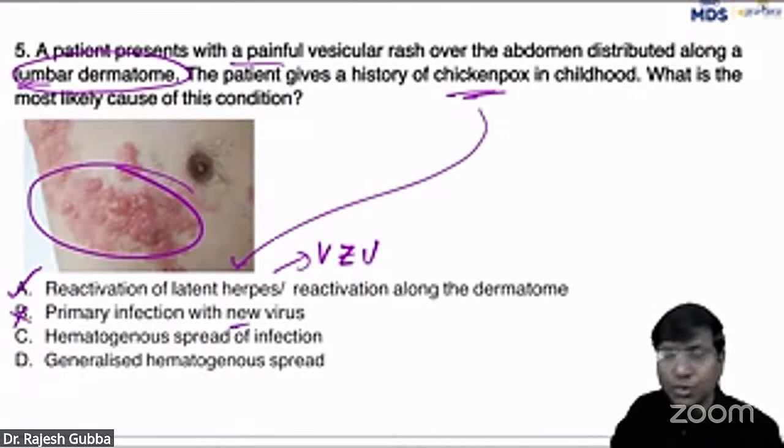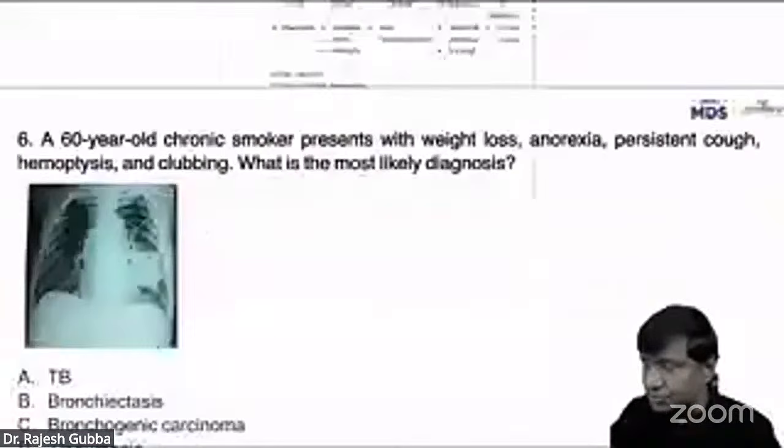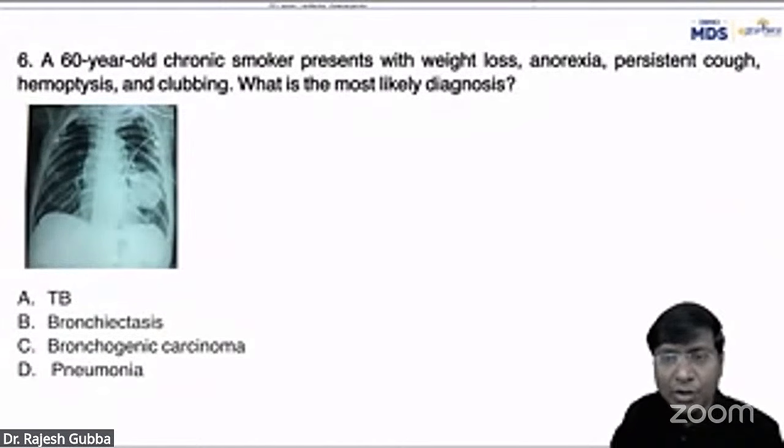So it is not the new infection, right? And it is not associated with this particular hematogenous spread. Whatever the virus which is latent, that gets activated whenever the individual's immunity is compromised. Okay, so the answer is A in this question. Now, coming on to the next one.